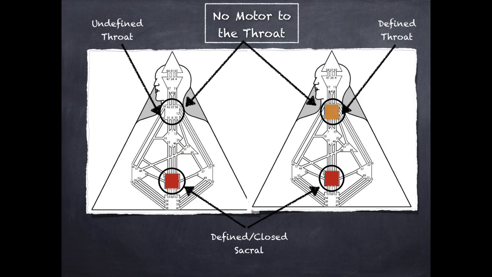And when a generator type has a defined throat, it can sometimes be confusing because you might assume that because it's brown, it's also motorized. But the fact is that having a brown throat means it's defined, but certainly doesn't mean that it's motorized as well. So what's the difference between a defined throat and an open throat?